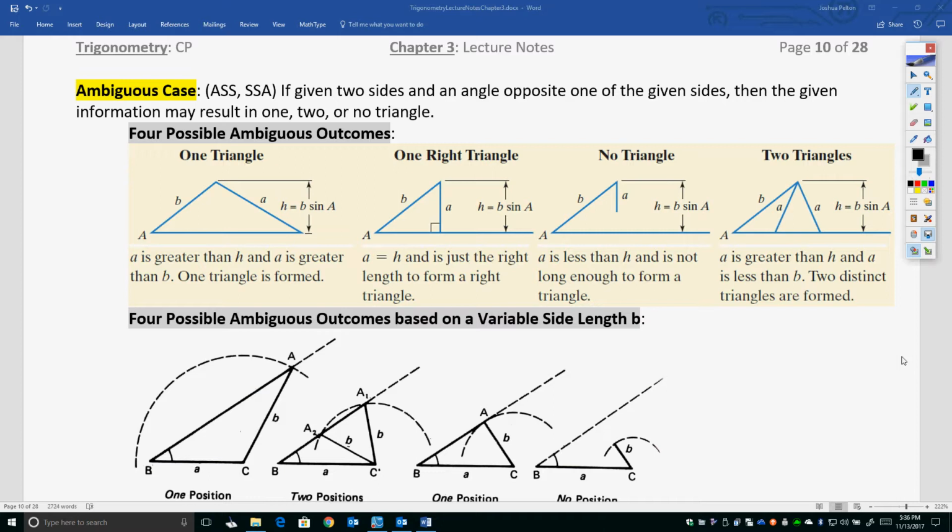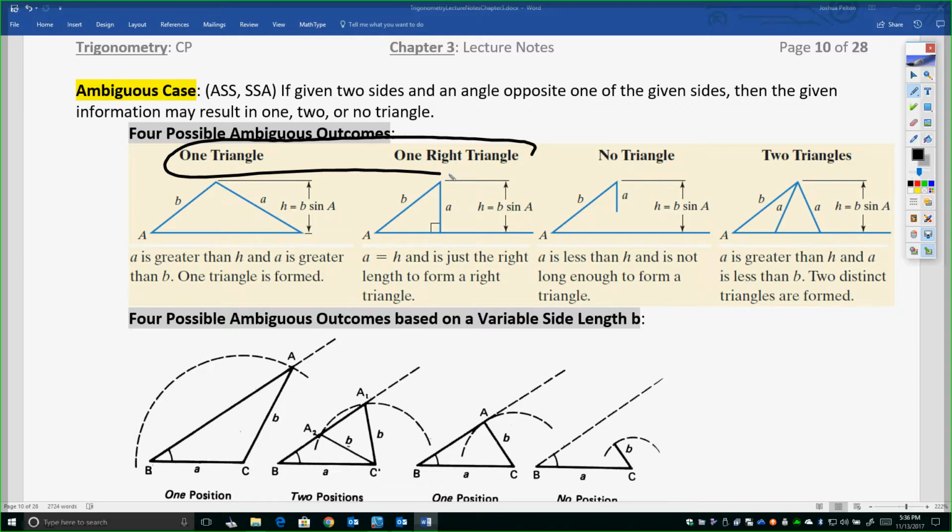Typically in the ASS case, you would not use that in geometry for triangle congruencies because it does not make a unique triangle, which is why it's a little bit harder in trig to find sides and angles, because you have one of three cases. You either have one possible triangle, you don't have a triangle, or you have two possible triangles.